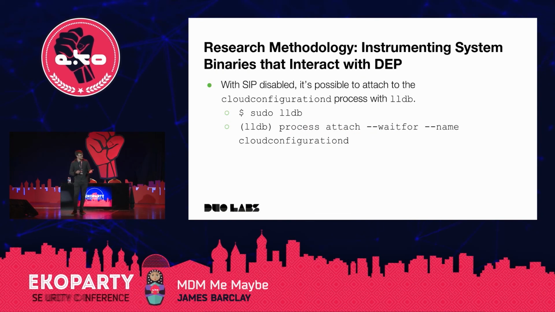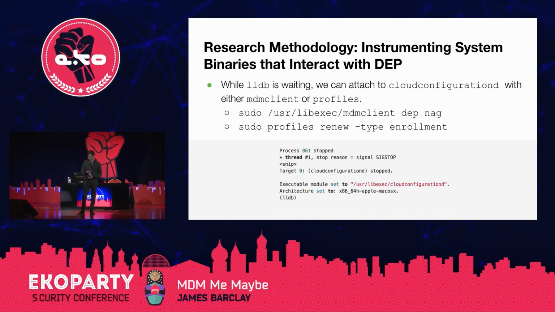So with SIP disabled, we can attach to Cloud Configuration D with LLDB. You'll notice that we need to use sudo because Cloud Configuration D requires elevated privileges. Then we can just wait for the Cloud Configuration D process to attach. So while we're waiting, we can force the DEP check-in in order to force Cloud Configuration D to attach and then begin our debugging session.